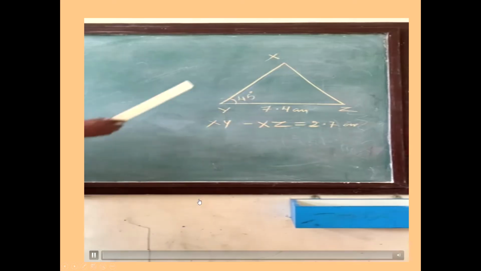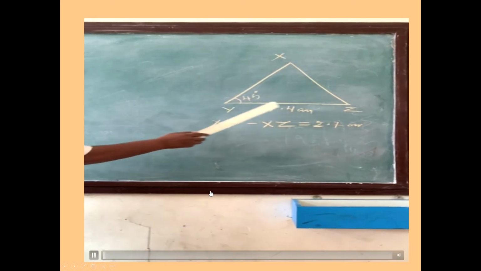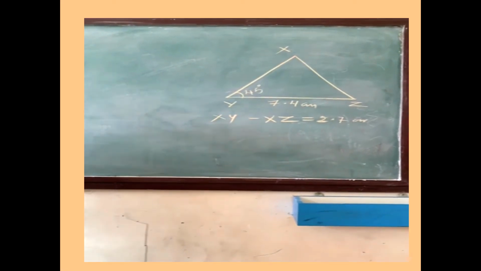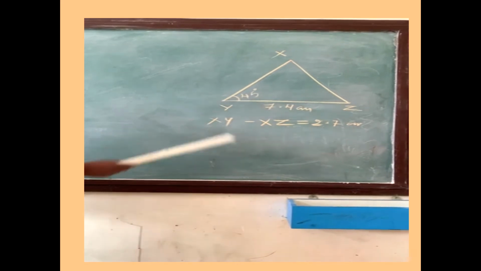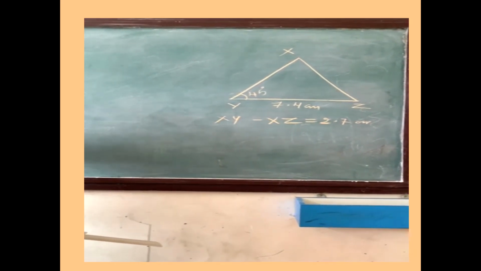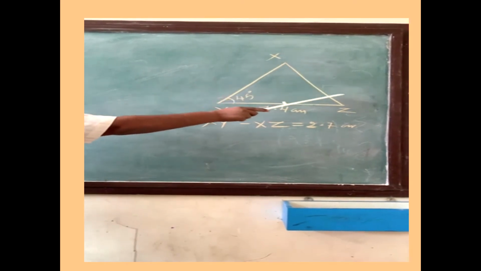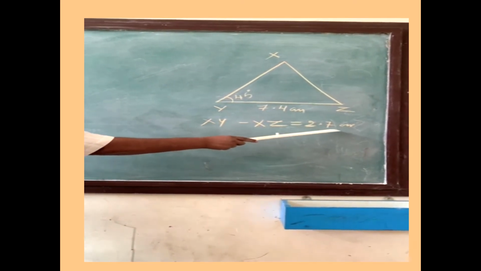So let us watch this video to see the real way of construction, and then we will give you the steps. Let us construct triangle XYZ in which YZ length is given 7.4, angle Y is given 45 degrees, and now they have given XY minus XZ equals 2.7.